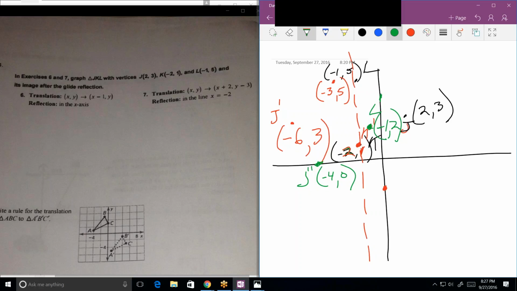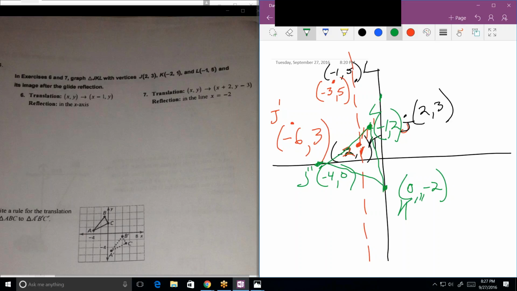Hold on. And that is 0, -2, and that is my new K prime, or K double prime. So I think we got them all. We got J double prime, L double prime, and K double prime. So this triangle would look like that.